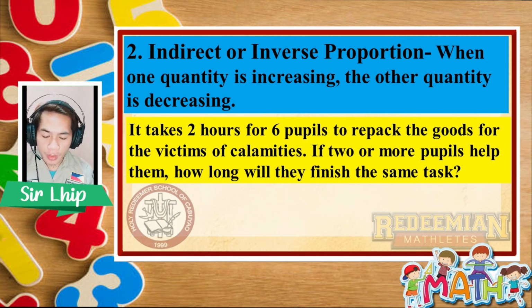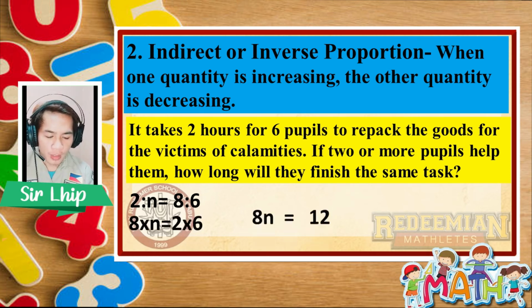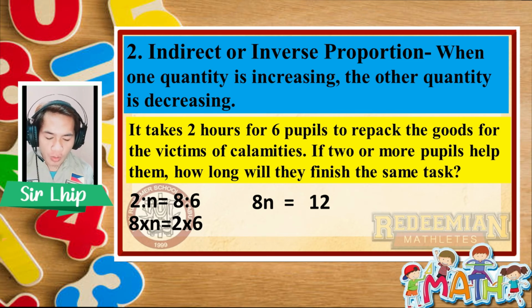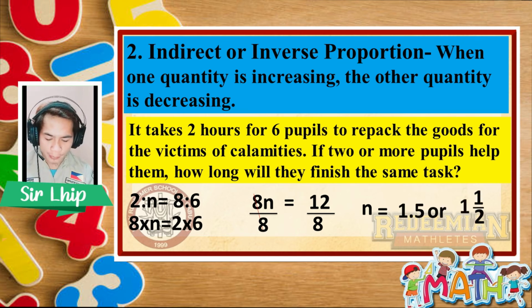To set up an indirect proportion, the first term should correspond to the second term. 2 is to n equals 8 is to 6. 8 times n equals 8n. Then 2 times 6 equals 12. Divide both by 8. So 8n divided by 8 equals n. Then 12 divided by 8 equals 1.5, or 1 and 1/2. So they can finish the task in 1 hour and 30 minutes.